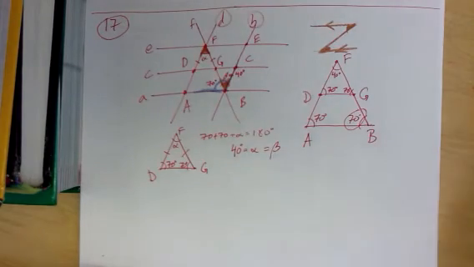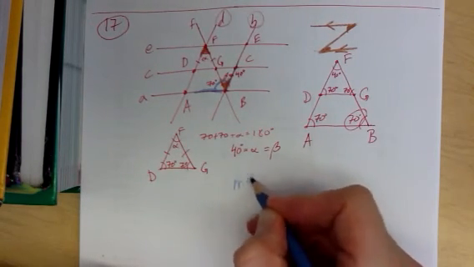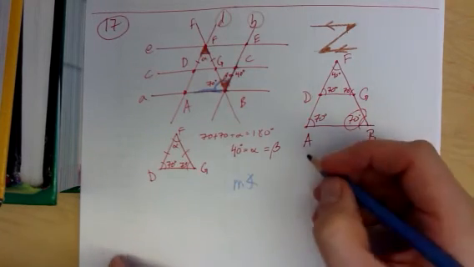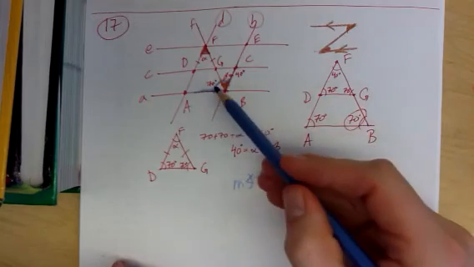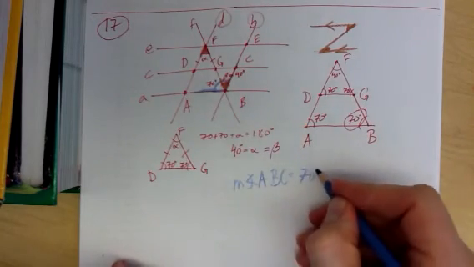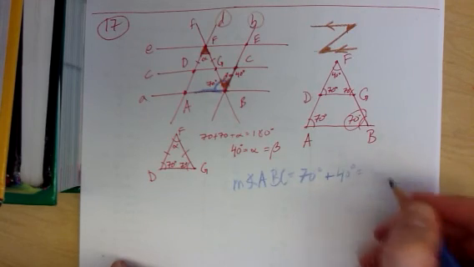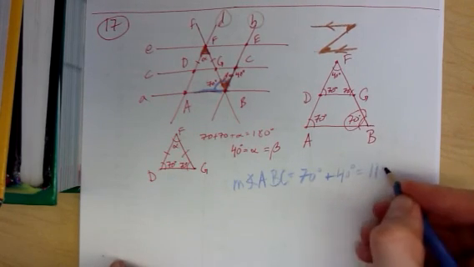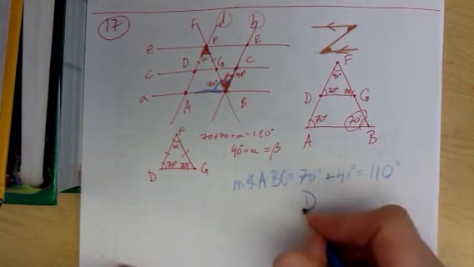So what we're trying to do is find the measure of angle ABC. That's equal to the 70 degrees plus the 40 degrees. That will be 110 degrees, which is choice D.